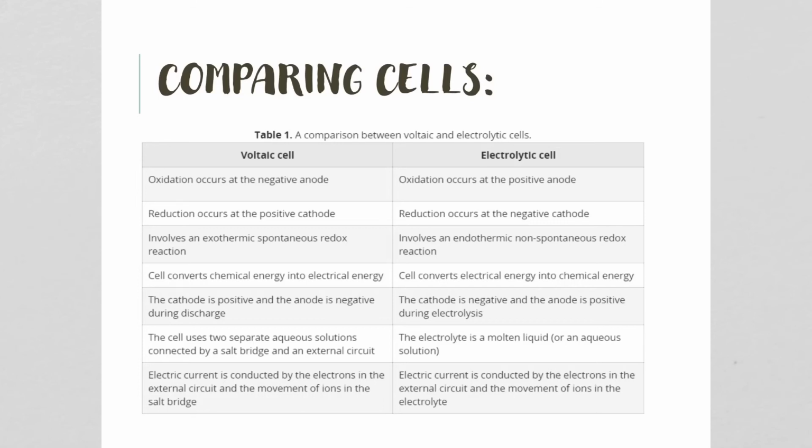Sometimes if you forget to put the salt bridge in, you don't get a reading at all on your voltmeter, because there is no means of the ions moving. The circuit isn't complete without the salt bridge. And in an electrolytic cell, the current is conducted by the electrons in the external circuit and the movement of ions in the electrolyte.